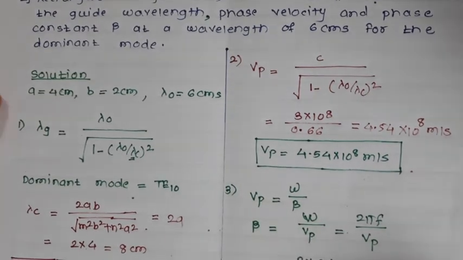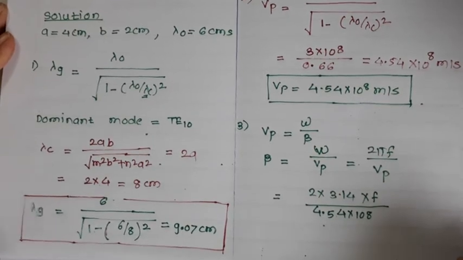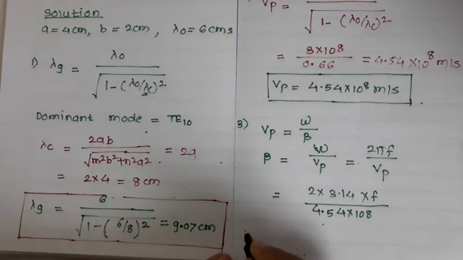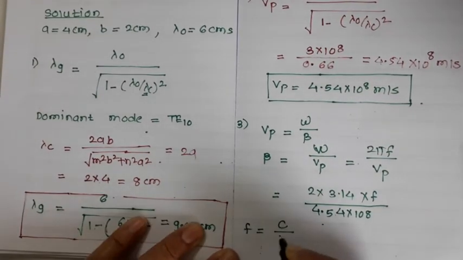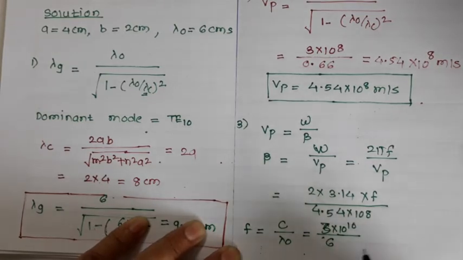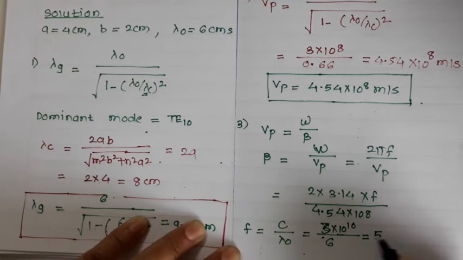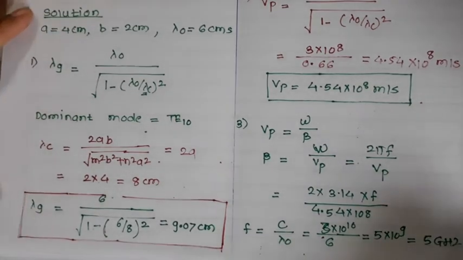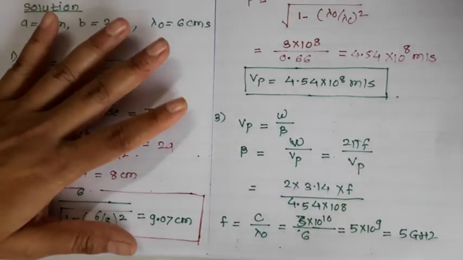Now I need here only the value of f. So how can I calculate the value of f? f is equal to c by lambda 0. So c by lambda 0 is already given, that is 10 raised to 10, and this is 6 centimeter, which is nothing but 5 into 10 raised to 9, that is 5 gigahertz. So if I put all these values in my equation, I have got the f.